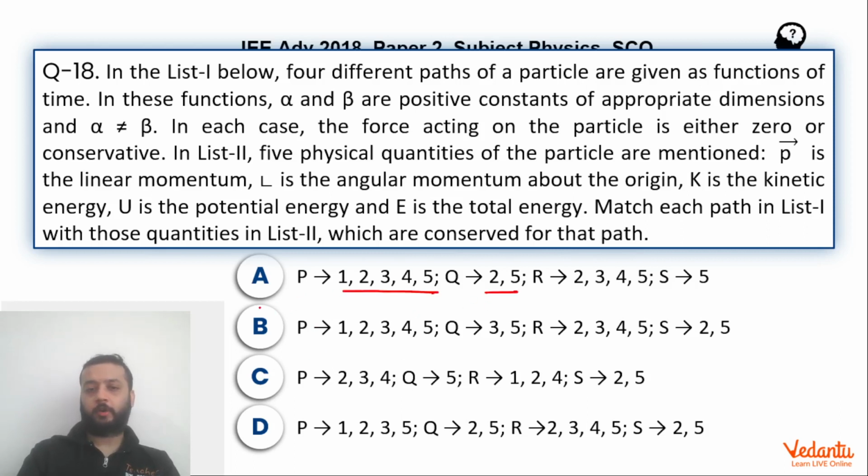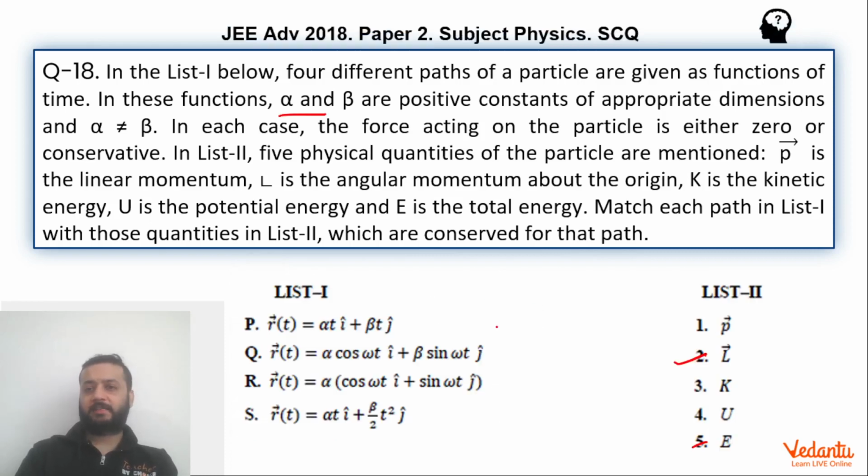This is only true for option A. In option B, Q is given 3, 5. In option C, Q is given 5. In option D, Q is given 2, 5. But P has been given 1, 2, 3, 5. Therefore, only A matches. But let's check for R and D as well, because for the purpose of understanding it will be good.